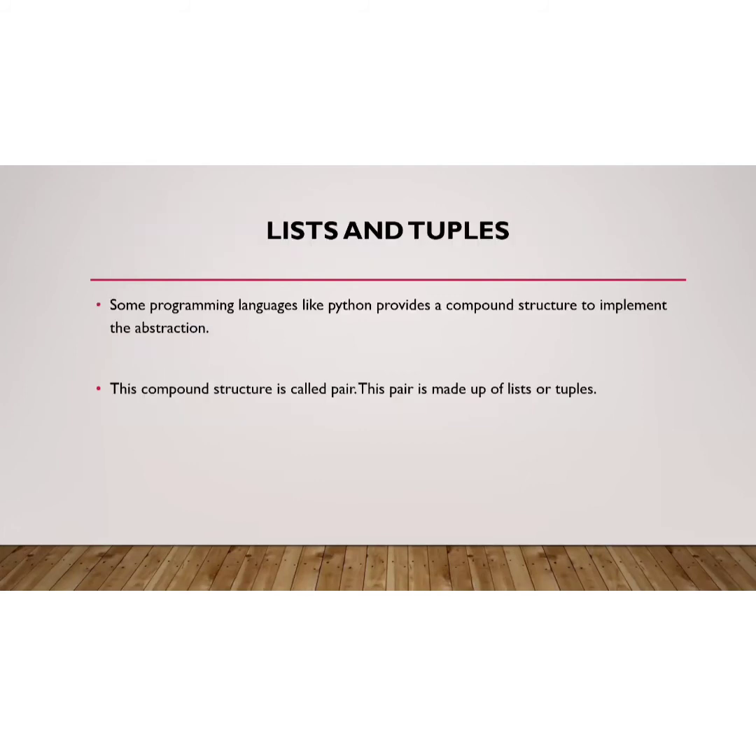This is about the pseudocode of rational numbers. Next, let us see about lists and tuples. Some programming languages like Python provide a compound structure. Compound structure means paired structure to implement the abstraction. This compound structure is called a pair. This pair is made up of lists or tuples.